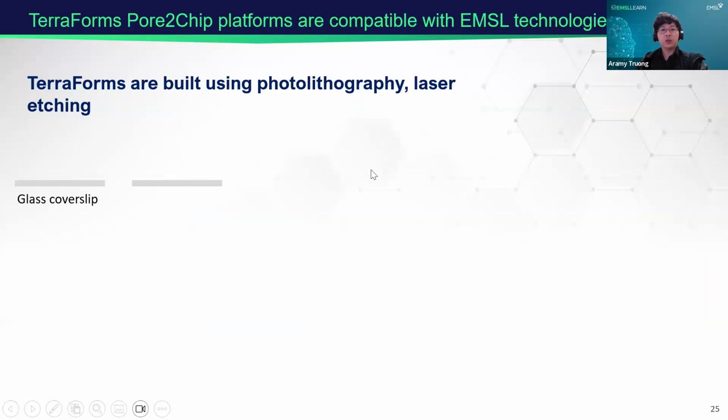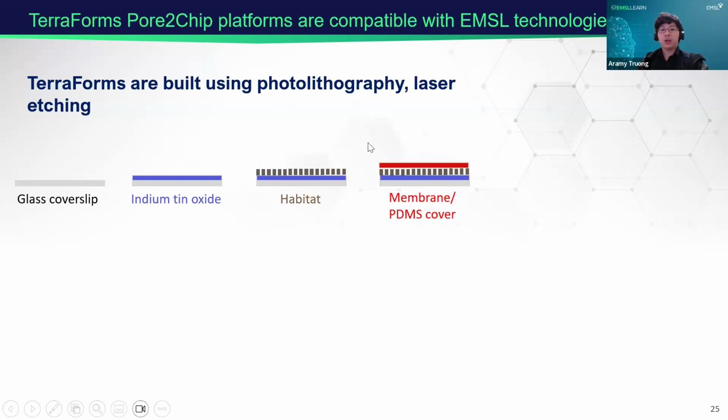So when you come to us at EMSL and you want to make a micromodel, it's going to start with a glass cover slip with some indium tin oxide coating on it, which allows it to be conductive. And above that is going to be the medium that we're going to use to make the micromodel. So it'll be maybe epoxy resin. We use laser etching on the surface or photolithography. And this is where the micromodel design will be. And once we're done with that, we put a membrane or some sort of PDMS cover on the top, and you have your micromodel habitat ready to go.